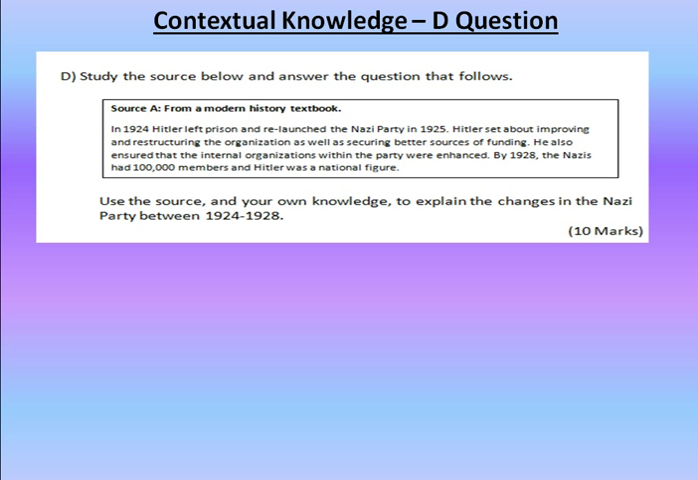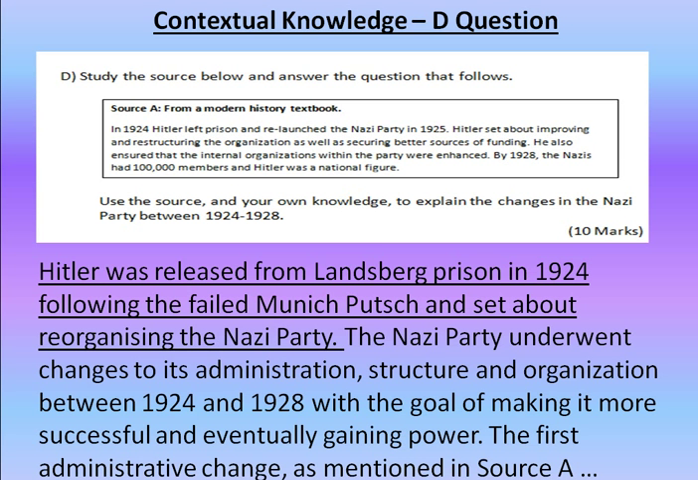Finally, for the big one, the D question, where you need to use the source and your own knowledge, here's an example of how to give contextual knowledge. The question is, using the source and our own knowledge, explain the changes in the Nazi Party between 1924 and 1928. Here we go. The contextual knowledge to start: Hitler was released from Landsberg prison in 1924 following the failed Munich Putsch and set about reorganising the Nazi Party.